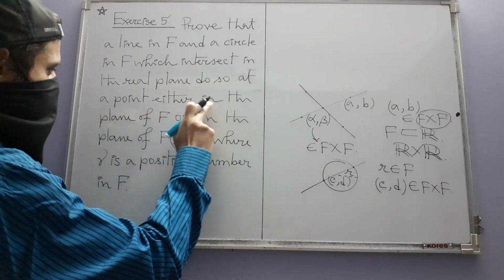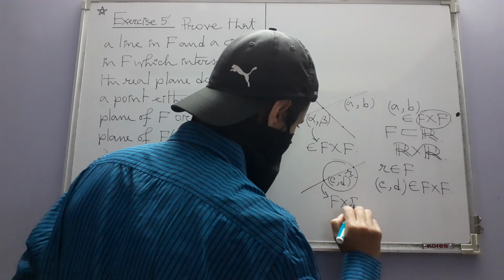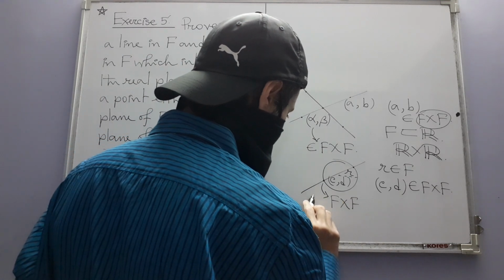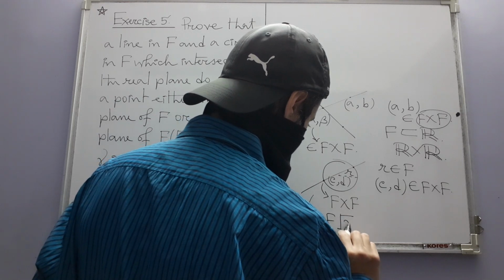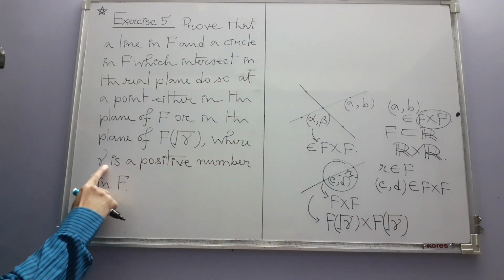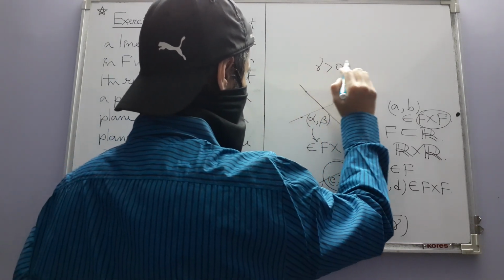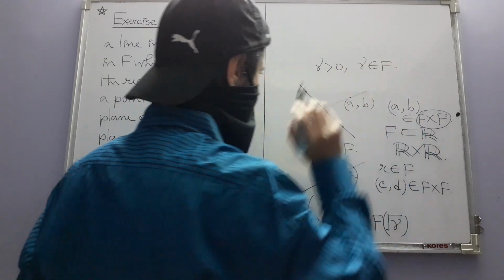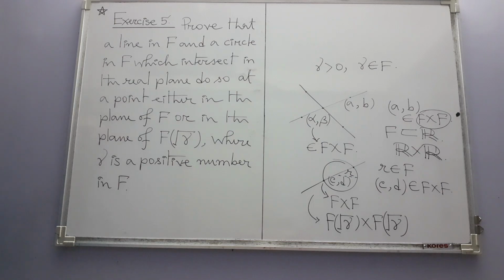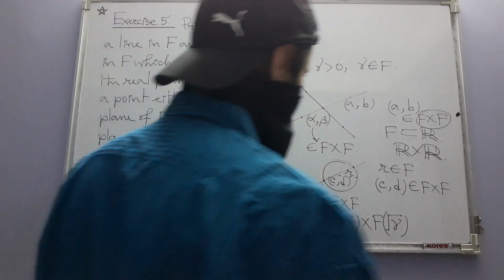Then they do so at a point either in the plane of F. So this point may lie in this Cartesian product or in the plane of this extension of F, or it may lie here, where gamma is a positive number in F. So gamma is some positive real number and gamma belongs to F. Now we have to prove this. So let's see how we can do that. Let me start the solution here itself.